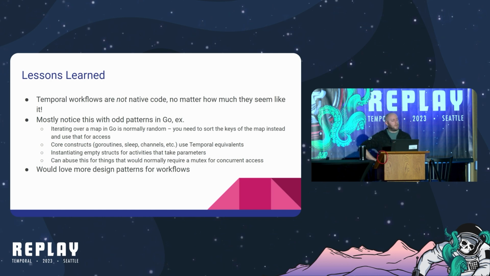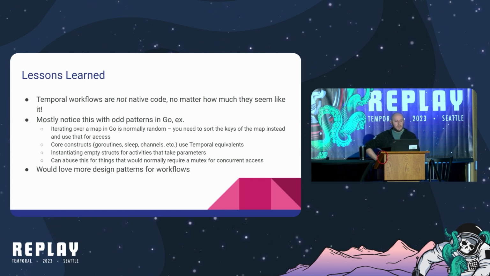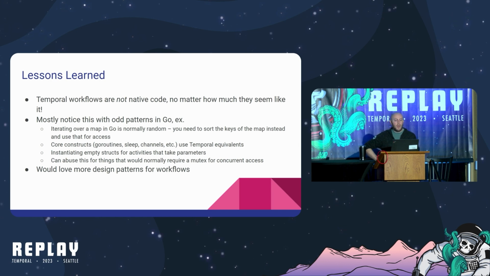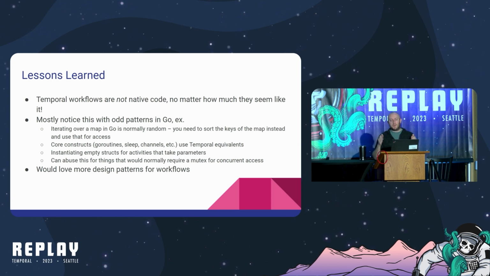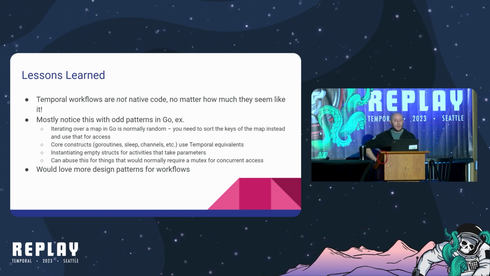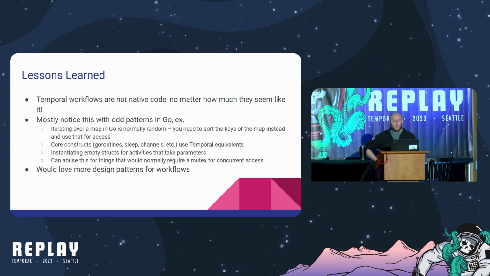I think he talked about doing more side-effecty code that made things non-deterministic. But map iteration is non-deterministic out of the box in Go. So if you want to do that, you have to save all the keys into an array, sort them, and operate on that instead. There's a couple other constructs there that you want to be careful with.